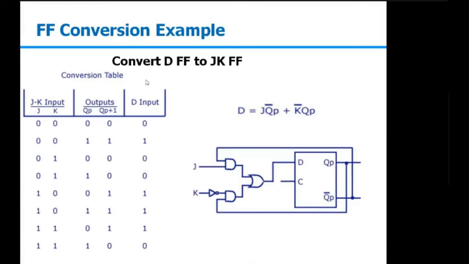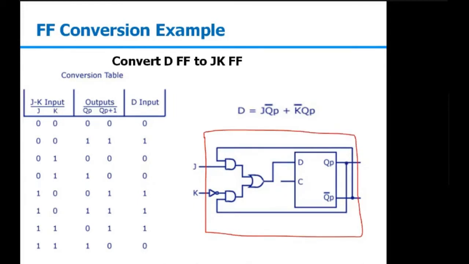So now you can say this is your new JK flip-flop, something like this. And this is your clock. This will be your Qn, and this will be Qn bar. Now you have been given a D flip-flop, but you will be giving inputs in terms of JK, and it will be behaving as a JK flip-flop.